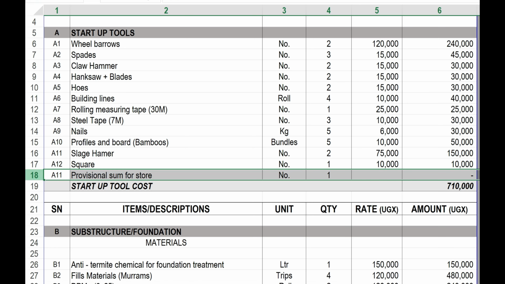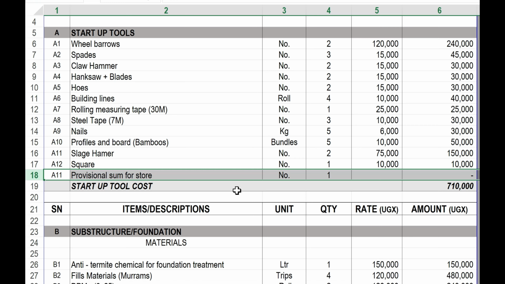Then since it's a flush site, you might also need a provisional sum, but here I have not included the cost of the provisional sum for a store, because I've assumed that maybe you already have one. But in some instances you might need to include it, so that you keep your materials in a place where they can be safe. So, summing up, our total startup tools might cost us around 710,000 Ugandan shillings.